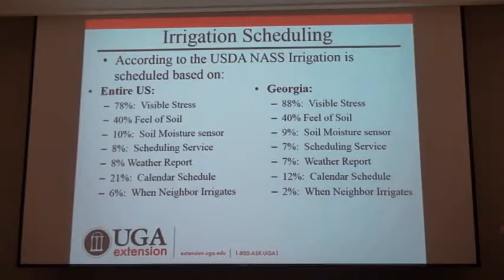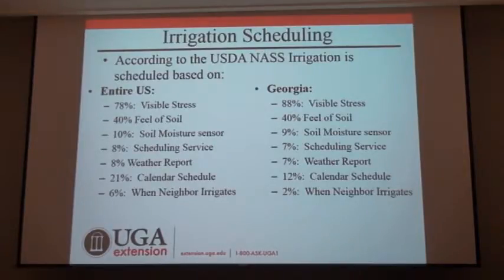to focus the efforts. But from the national survey, Georgia ranked at about 88% on visible stress, so that's too high in my opinion. That means we're waiting until we see crops wilting out there. We're kind of hurting ourselves when we get there. 40% fill of the soil, 9% on the soil moisture sensor. So that's fairly on the low end, and my bet is most of the guys that are using soil moisture sensors are using a consultant there, because I know a lot of consultants that do a lot of soil moisture sensor work in the state.